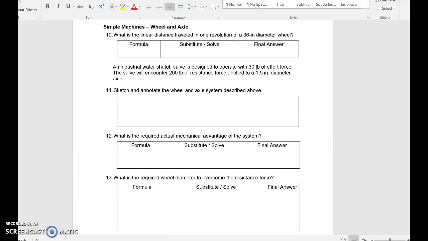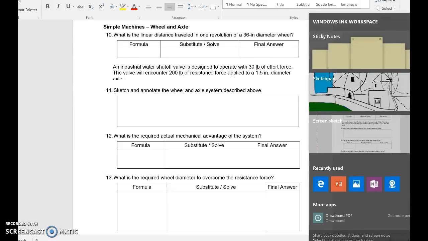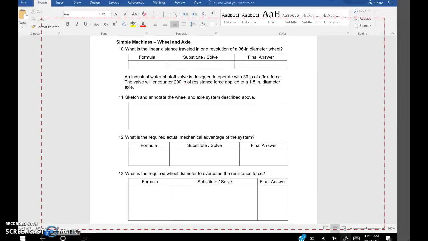Okay, this video is going to go over the wheel and axle problems that you were asked to work on in class and for homework. So the first problem asks, what is the linear distance traveled in one revolution of a 36-inch diameter wheel?